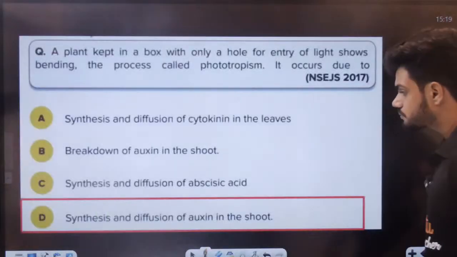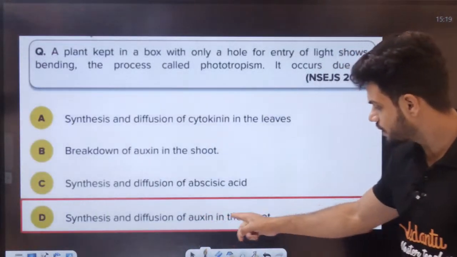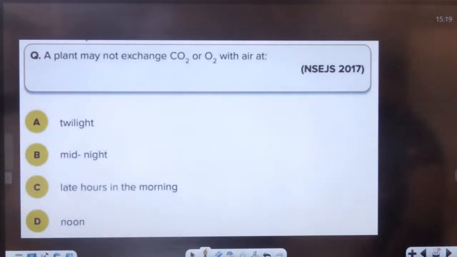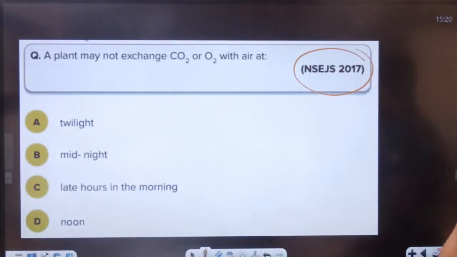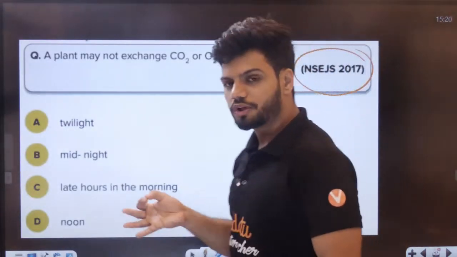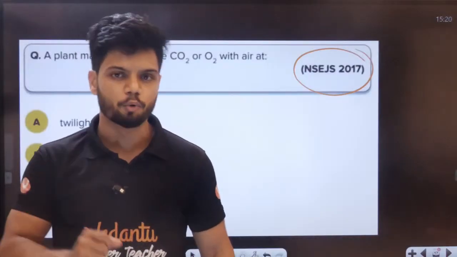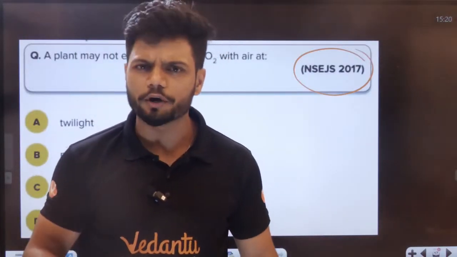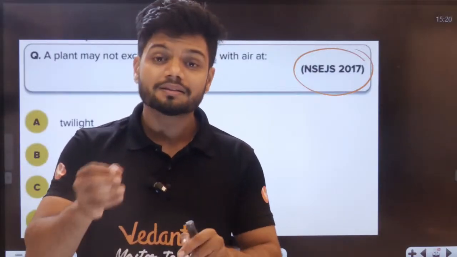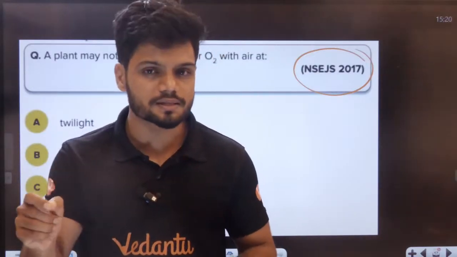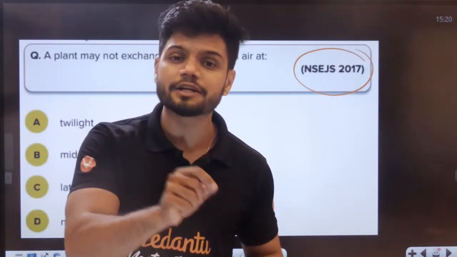Okay. Synthesis and diffusion of oxygen in the shoot. Okay. A plant may not exchange CO2 or oxygen with air at... 2017 NSEJS question. To solve this question, you need to know something called the compensation point. Now, what is the compensation point? Compensation point is the time where the rate of photosynthesis is equal to the rate of respiration.